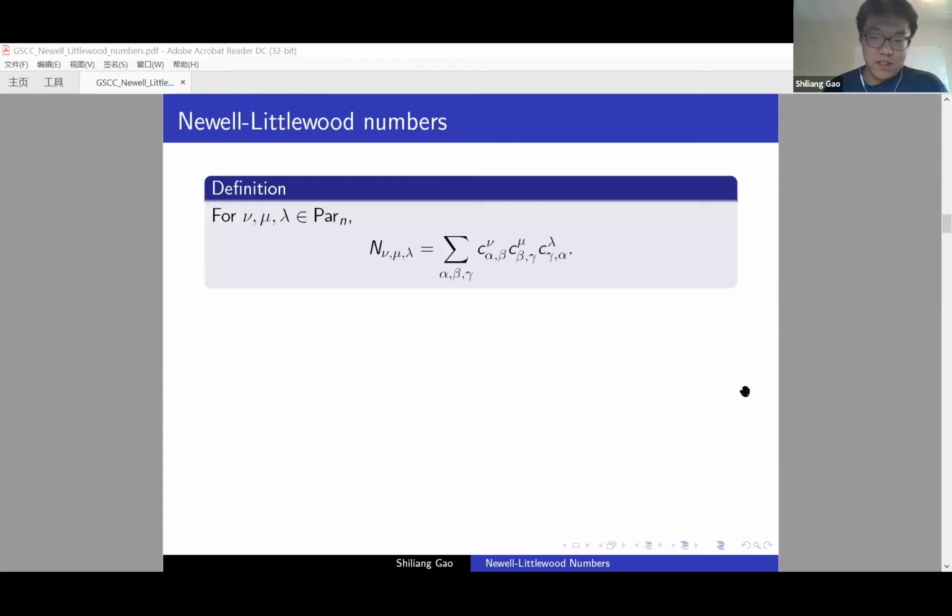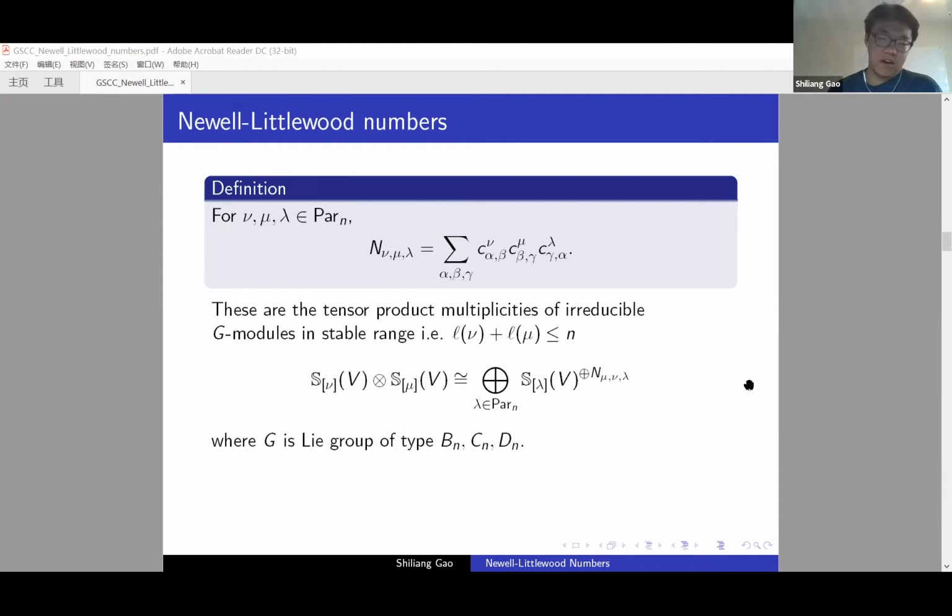So now the main character of today's talk, the Newell-Littlewood numbers. These are defined in terms of these Littlewood-Richardson coefficients. For three partitions of at most n parts, the Newell-Littlewood number is the sum of products of three LR coefficients. These are the tensor product multiplicities of irreducible G modules in the stable range, where G is a Lie group of type B, C, or D n. That would be SO 2n plus 1, SP 2n, and SO 2n. By in the stable range, I mean the length of nu, the number of non-zero parts of nu, plus the length of mu is less than or equal to n.